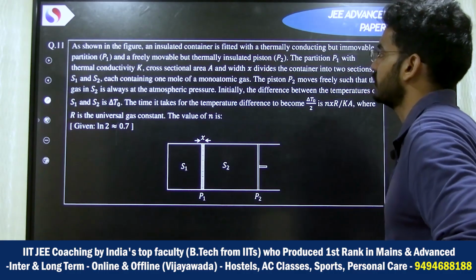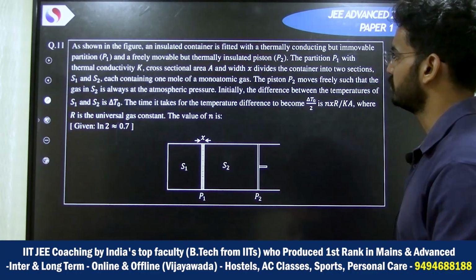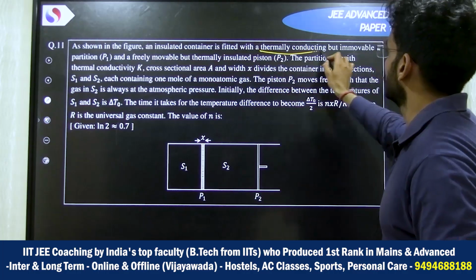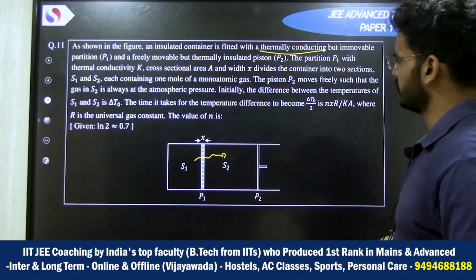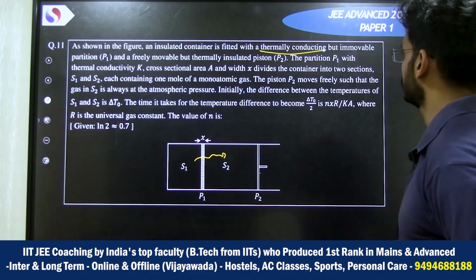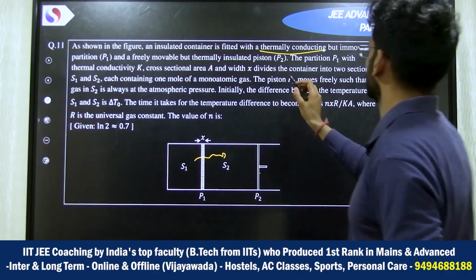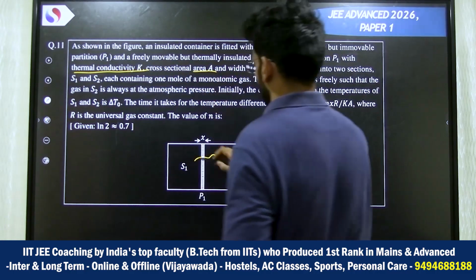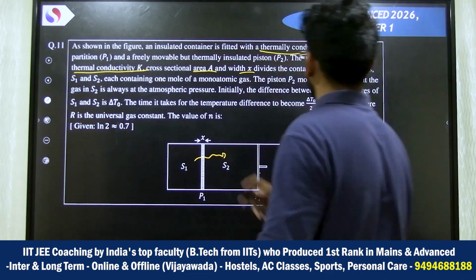As shown in the figure, an insulated container is fitted with a thermally conducting but immovable partition. So P1 is a partition which is not moving, but thermally conducting means heat can pass through it. And a freely movable but thermally insulated piston P2. So here heat can't pass, but it is movable, right? The partition P1 with thermal conductivity K, and cross-section area A, through which heat can pass. Width X given.